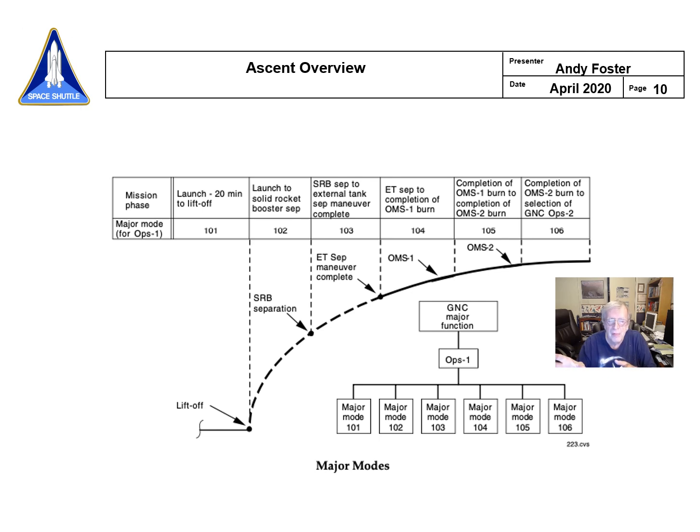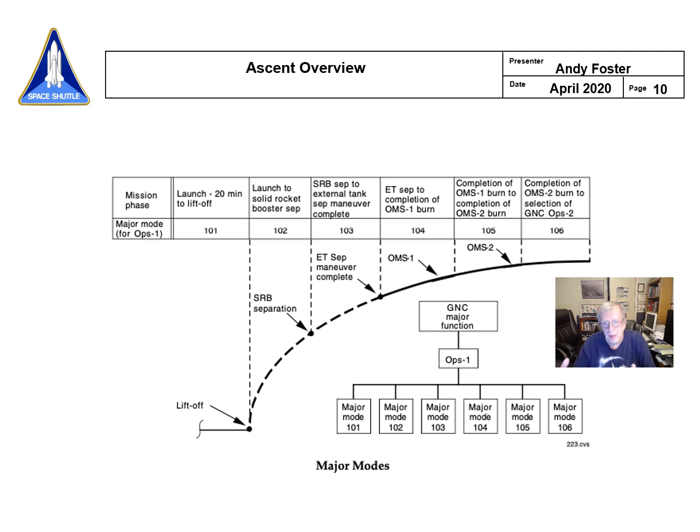Once you kicked off the solids, the software automatically moded to major mode 103, and that software had second stage guidance in it, and the software that got you essentially to main engine cutoff. Once you got to main engine cutoff, after you separated from the external tank, it actually triggered based on a velocity away from the tank.